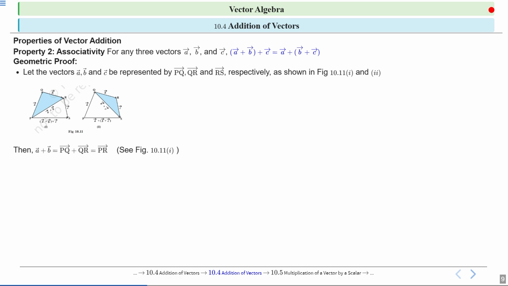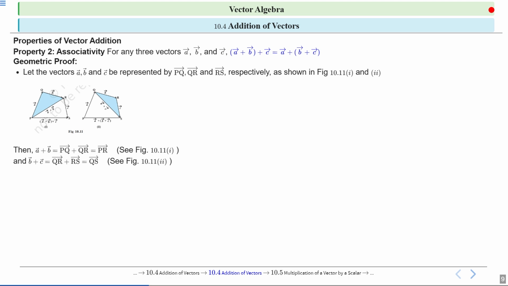So first, let's add vectors a vector and b vector. The sum a vector plus b vector is represented by the segment PR, which is the result of adding segments PQ and QR. This is shown in the figure.